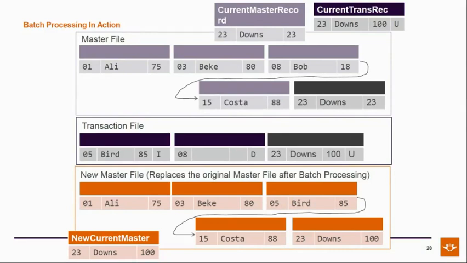Now we've got the same person. What's the instructions for number 23 in the transactional file? Update. So now downs isn't 23 anymore. Downs is 100. So we update the new master file with 23 being downs 100. So the transactional file is just telling us what to do to the different people. The master file holds the information until we create our new master file. Does that make sense?